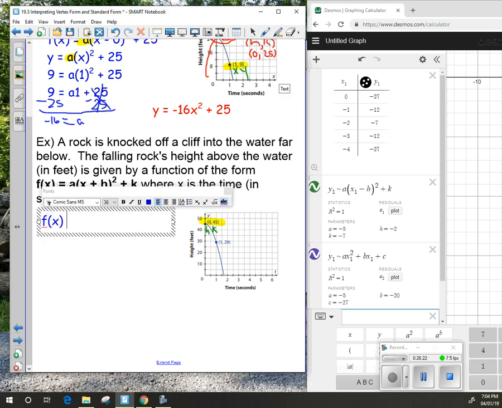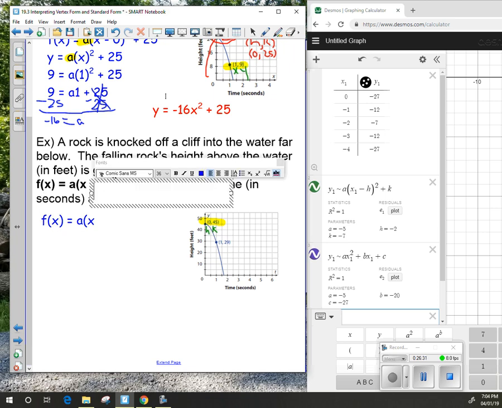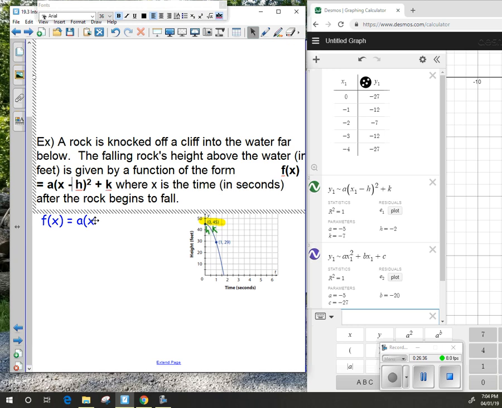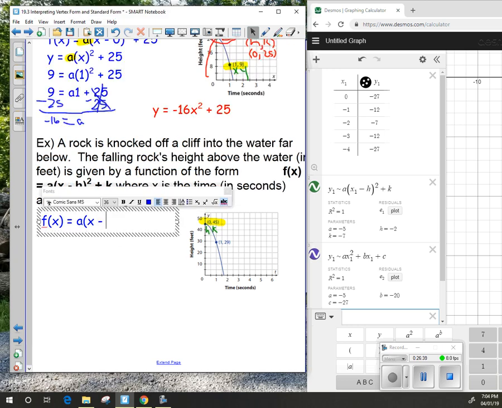So f of x is equal to a, we don't know what a is, times x. This was a typo again, guys, sorry. It's always x minus h. It really is not going to matter in this case because we're plugging in 0, and then I have plus k, so plus 45. If I simplify this again, f of x just means y, and I could have plugged that in from the very beginning. y equals a times x minus 0, which is just x squared, plus 45.